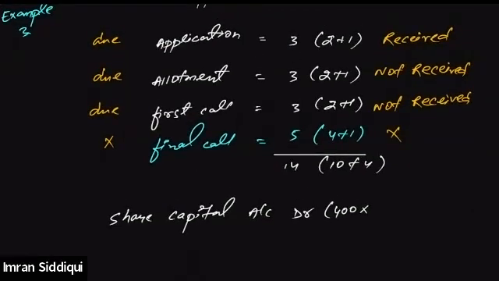How much has the company called from Mr. X? Company asked Mr. X to pay application, yes. Company asked Mr. X to pay allotment, yes. Company asked Mr. X to pay for the first call, yes. The total called up value is 9 rupees or 6 rupees.